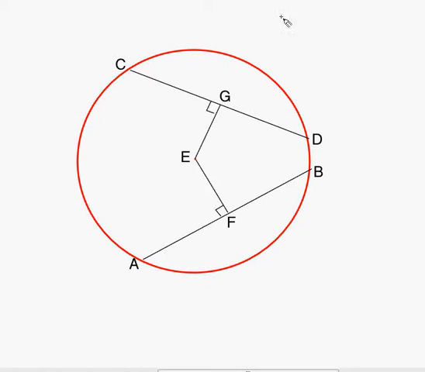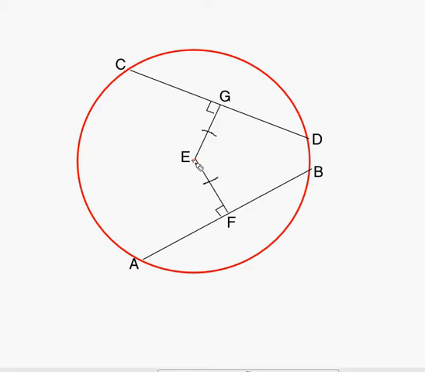So here we have the same diagram. We have chord CD and chord AB. We have EG and EF. And we're saying that CD is congruent to AB only if EG is congruent to EF. So why is this the case? Well, let's first assume that EF and EG are congruent. So we can then say that the length of EG is equal to the length of EF.